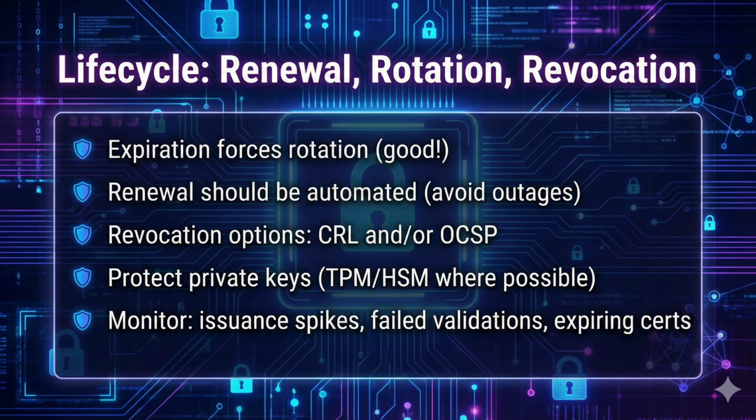Revocation handles the emergency case. If a key is stolen or a device is decommissioned, you want to invalidate the certificate before it expires. CRLs distribute lists of revoked certificates. OCSP lets a verifier ask for real-time-ish status without downloading a big list. Different environments choose differently based on scale, privacy, and reliability requirements.